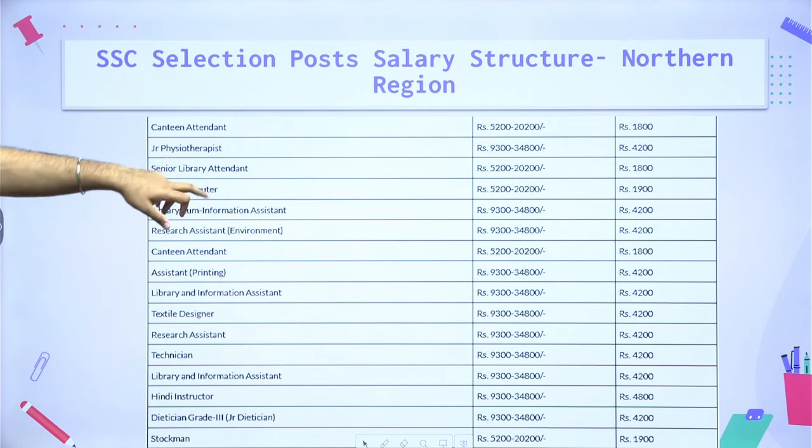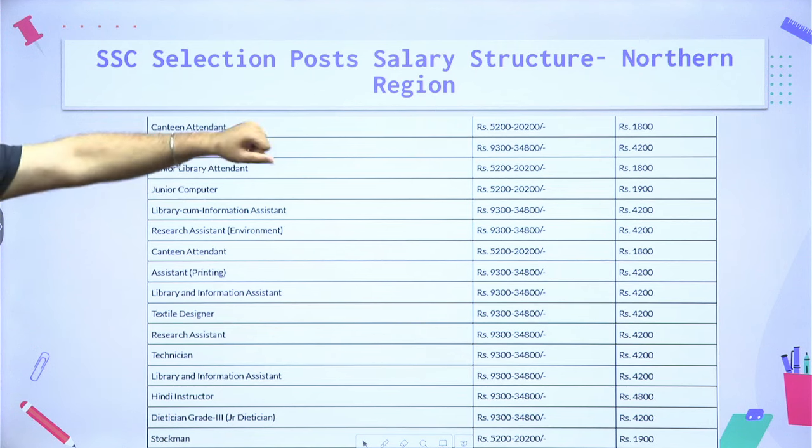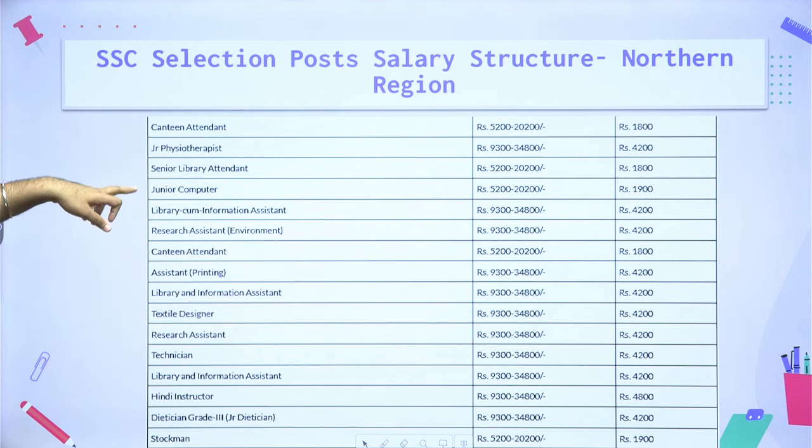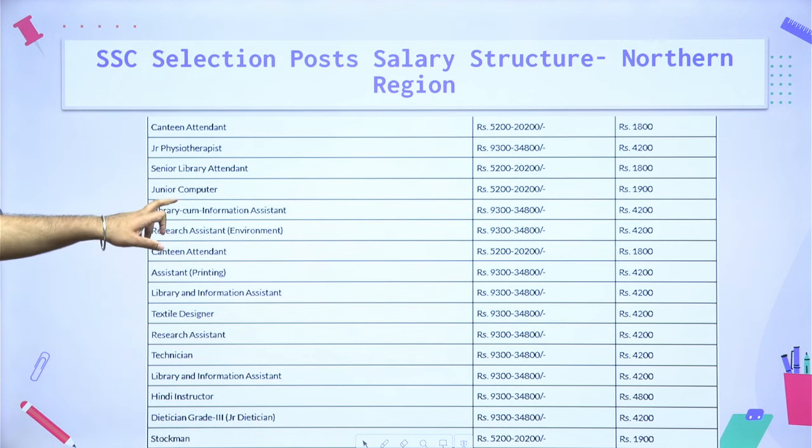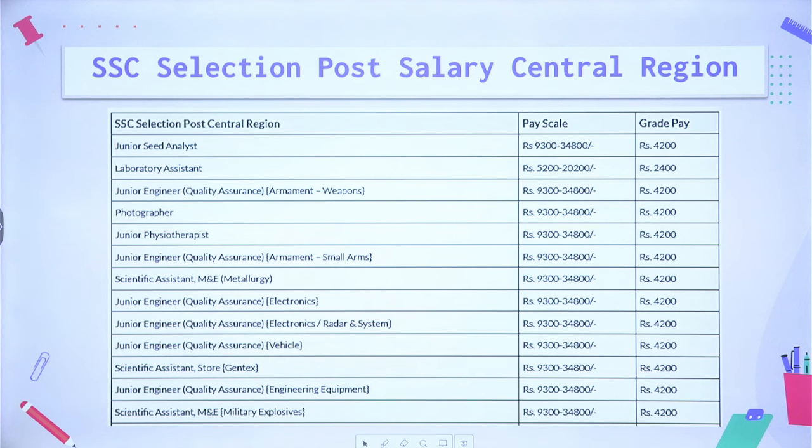Canteen attendant 1800, junior physiotherapist, I told you, 4200 grade pay, senior library attendant, junior computer library cum information assistant, research assistant environment 4200, and 4800 another one we have here, Hindi instructor. So the language instructors are actually quite high paid here, and apart from that 4600 and 4200 grade pays are the most common. Okay, then we have central region, salaries for the central region.